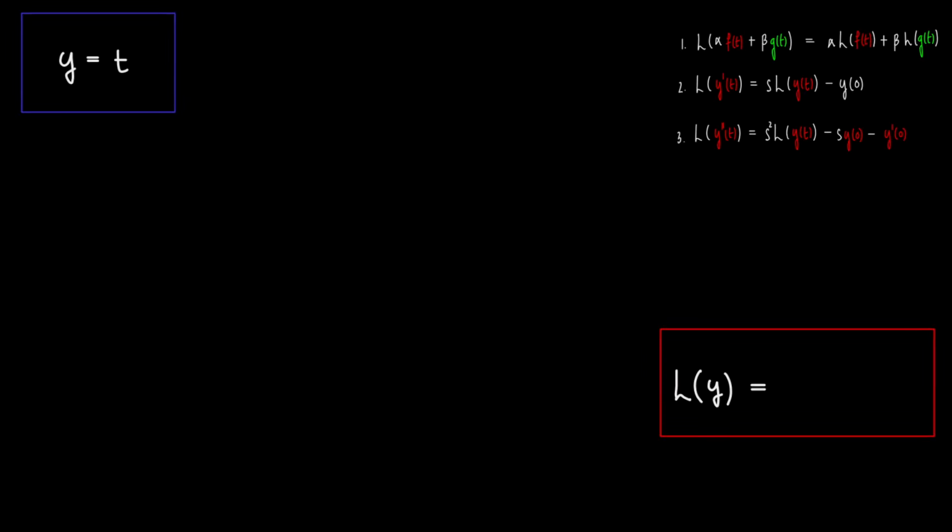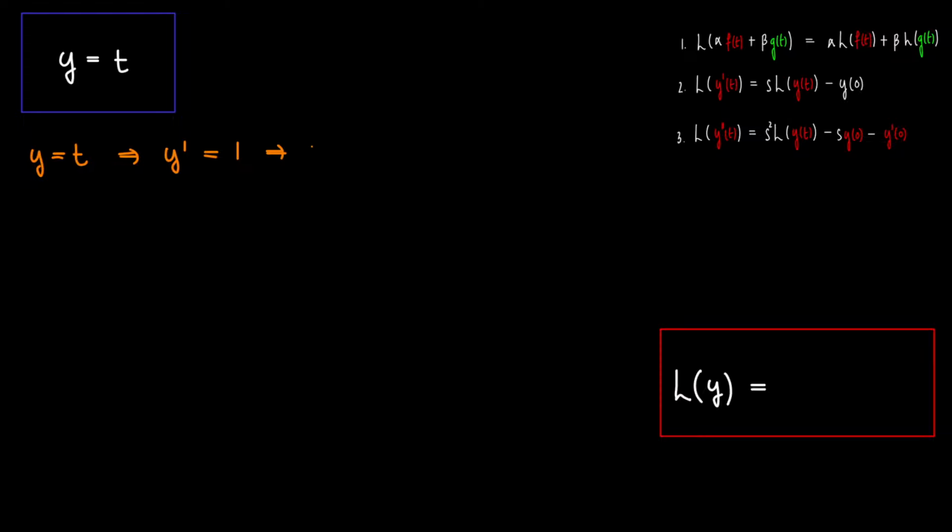So let's look at this function here, y is equal to t. Okay, so if y is equal to t, then let's differentiate both sides again to get y prime is just equal to 1. And here we're in a position to apply the Laplace transform to both sides. And why is that? Because we know what the Laplace transform of this is. We just calculated that. And so let's do that.